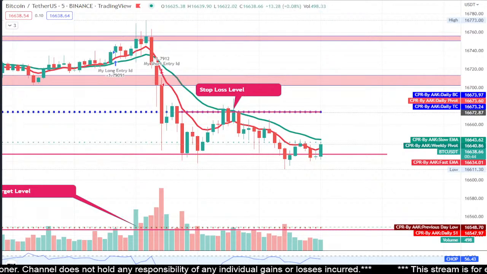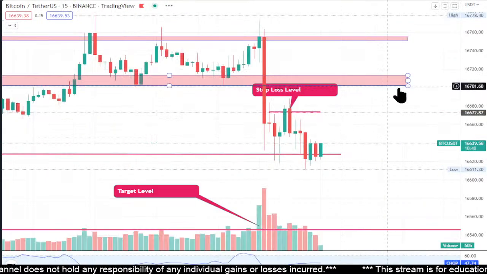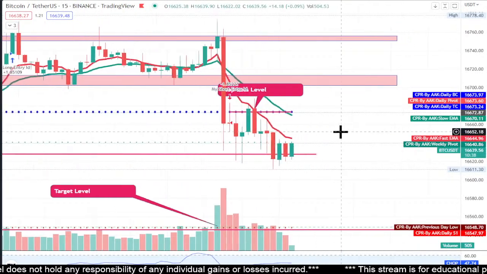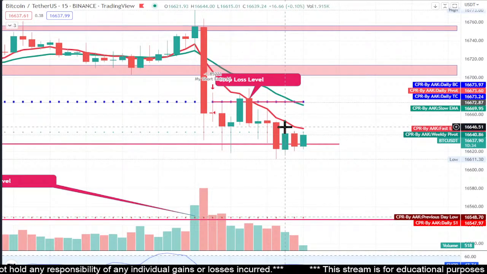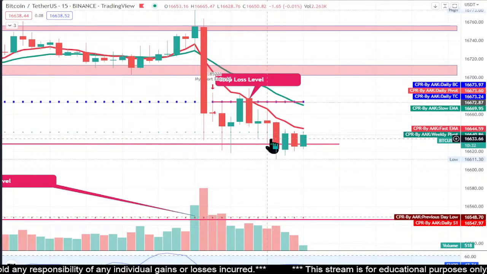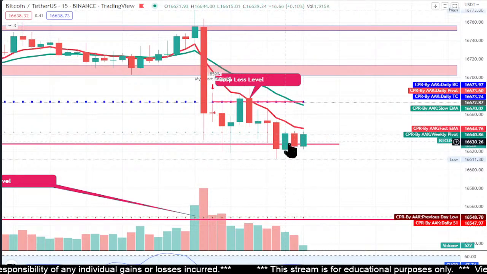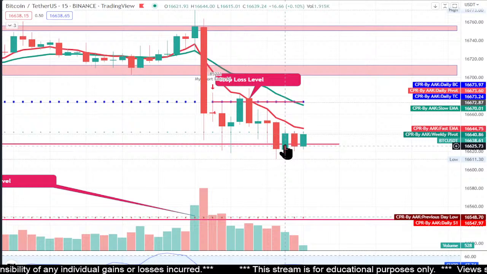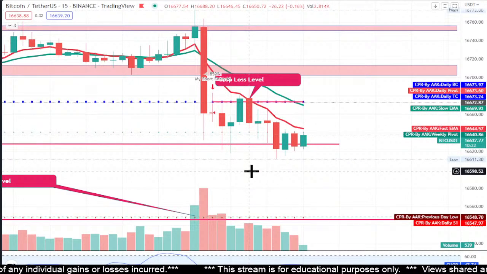Okay, now let's look at the bigger scenario on the 15 minutes time frame, what exactly the market is doing. So here it is. Market is creating inside candles. That is, whatever the price is, it is sustaining within the previous preceding candles. So we just need to wait.